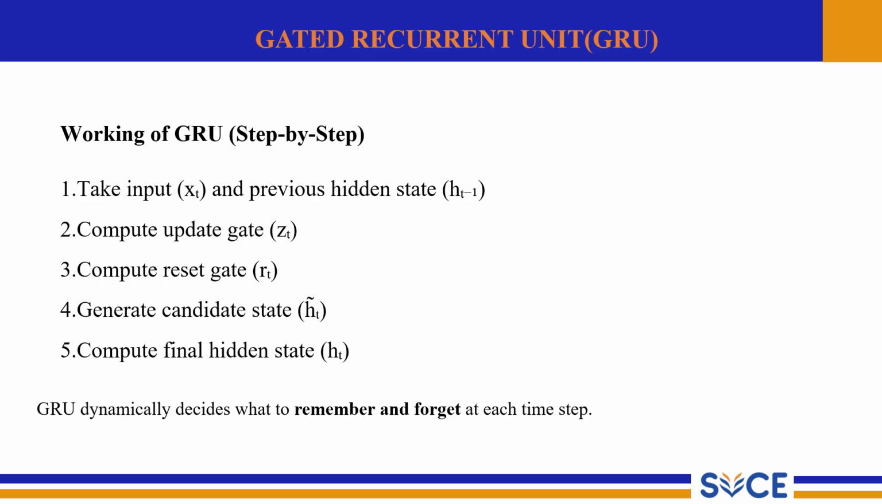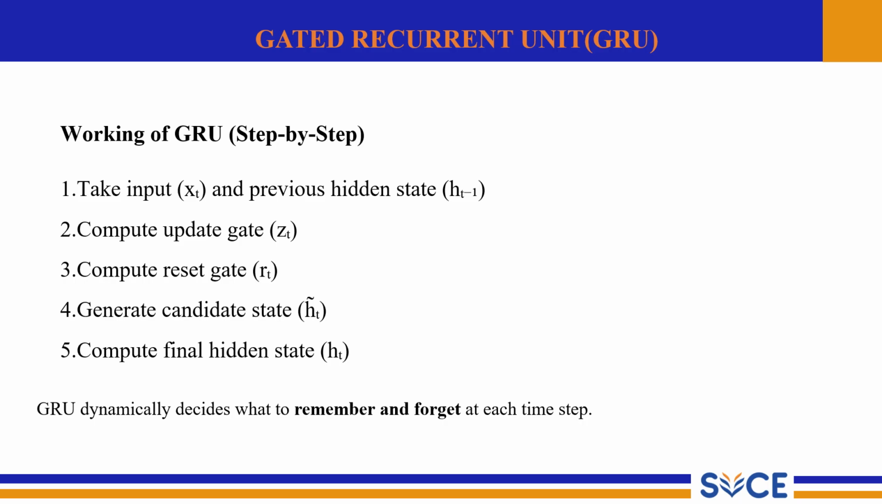Working of GRU. GRU processes sequential data one step at a time using the current input and the previous hidden state to produce a new hidden state. Step 1. Take input and previous hidden state. At time step t, the GRU receives two inputs: xt and ht-1. So xt is the current input and ht-1 is the previous hidden state, the memory from the past time step. These two together represent what is happening now and what has already been learned.